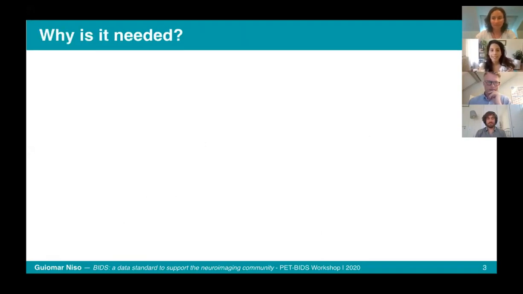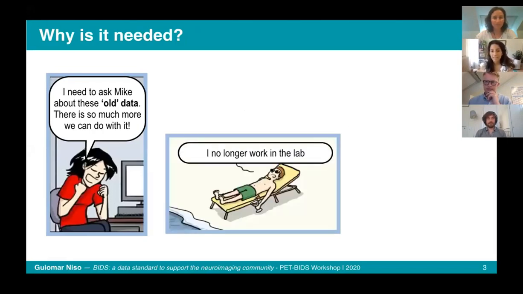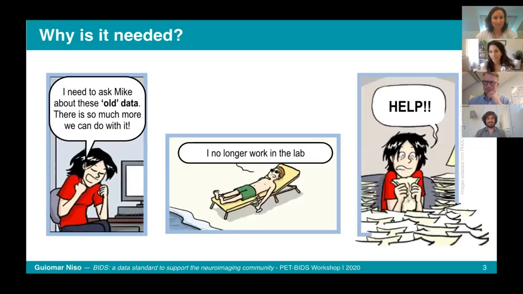Why is it needed? This could be a potential scenario in a lab. This is Professor Smith. Okay, I need to ask Mike about this old data. There's so much more we can do with it. But this is Mike. He no longer works in the lab. So Professor Smith needs a lot of help.